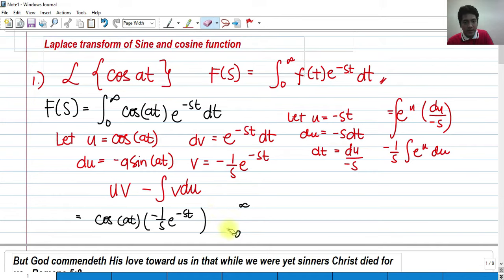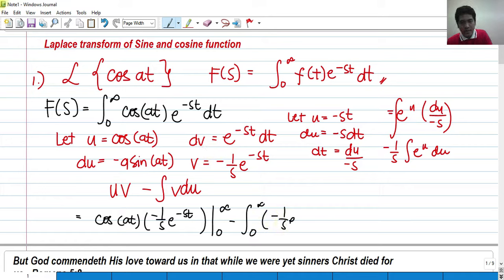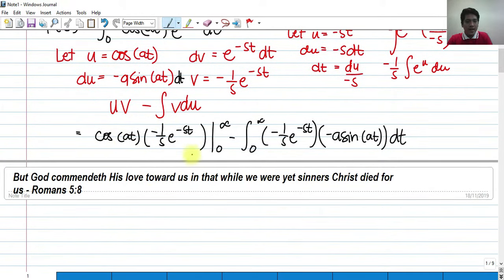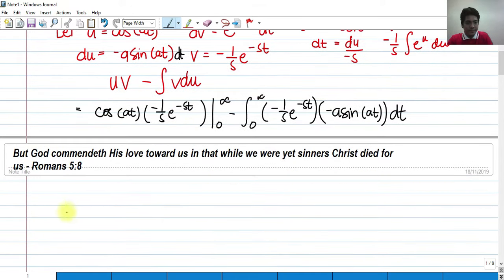Let me just rewrite it clearly so you can understand. This should be evaluated from 0 to infinity minus the integral from 0 to infinity of v du. So we have the v, negative 1 over s e raised to negative st, multiplied by du, the negative a sine of at dt. It must have a dt here because we differentiate this u with respect to t. So let's first try to evaluate the limits of this.